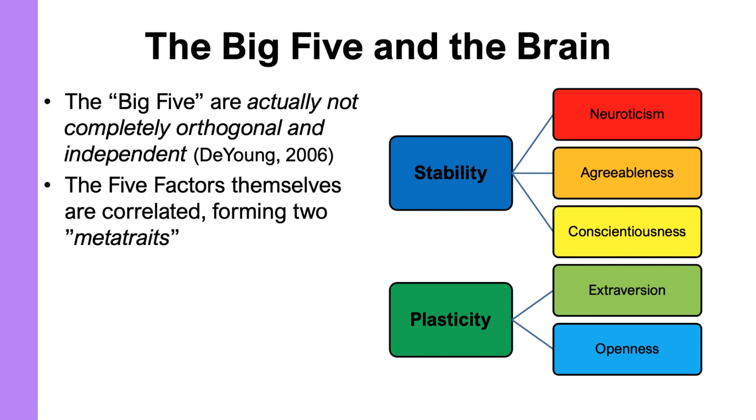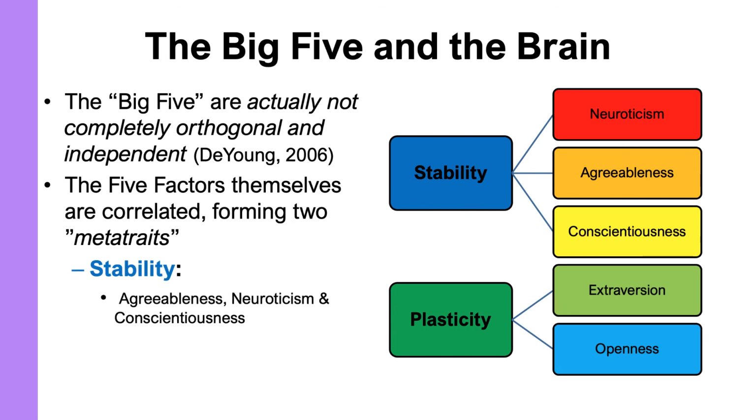And so what you end up with is these 2 meta traits. Stability is one of the meta traits. On stability, the Big 5 factors of agreeableness, neuroticism, and conscientiousness load. The other meta trait is plasticity, and openness and extroversion, the remaining 2 of the 5 factors, are correlated with that meta trait.